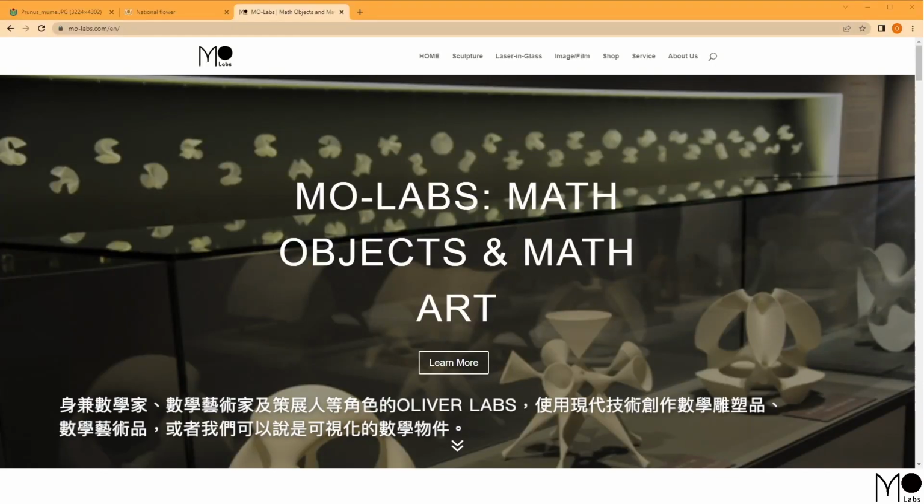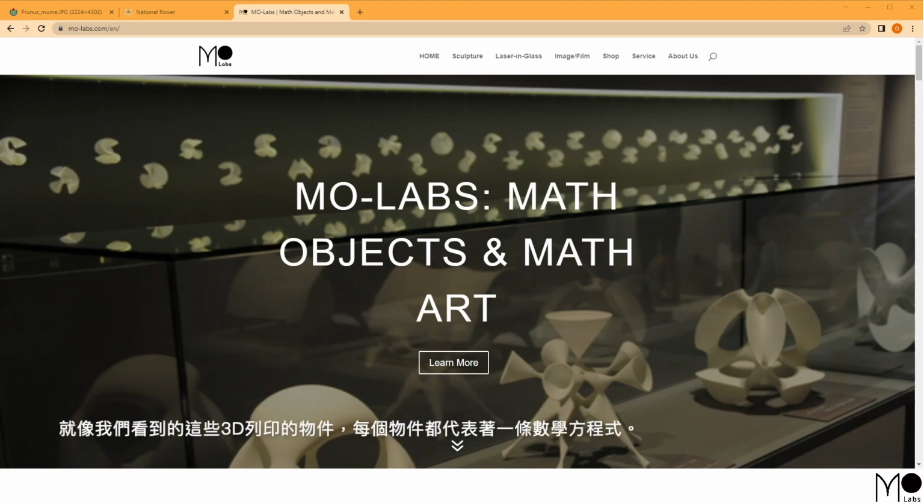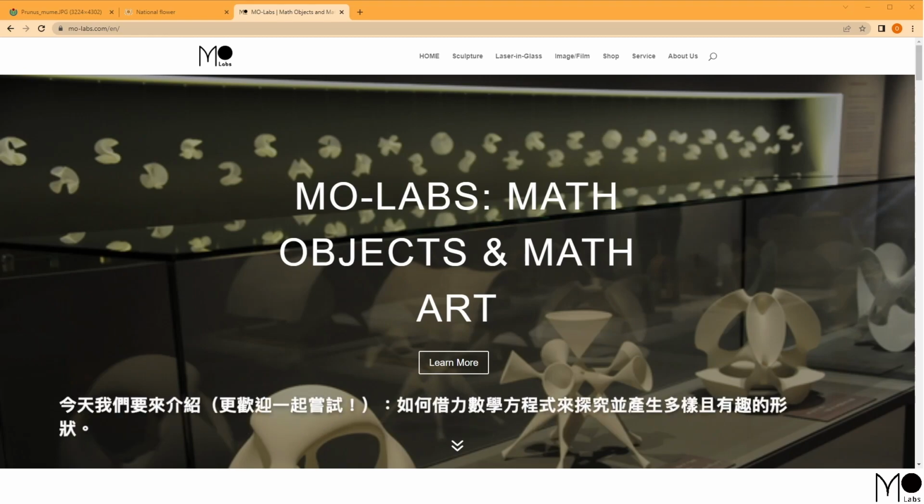I create math sculptures, math objects, math art, interactive math, and other math-related shapes or visualizations via mathematics. And many of my shapes, including those you can see in the image in the back, are based on a single equation. And today I'm going to show you how using mathematical equations can help you to obtain a large variety of shapes you're interested in.